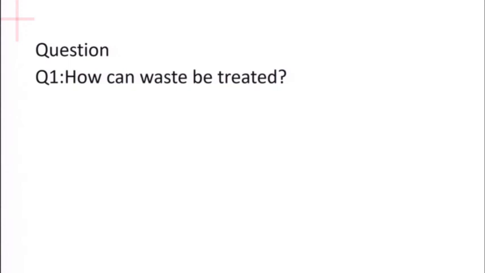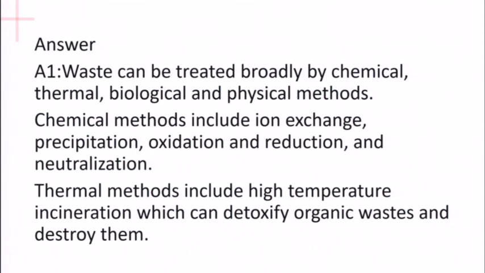Now, let us see a few questions and answers. How can waste be treated? Waste can be treated broadly by chemical, thermal, biological and physical methods. Chemical methods can include ion exchange, precipitation, oxidation, reduction and neutralization. Thermal methods include high temperature incineration, which detoxifies the organic waste and destroys it.